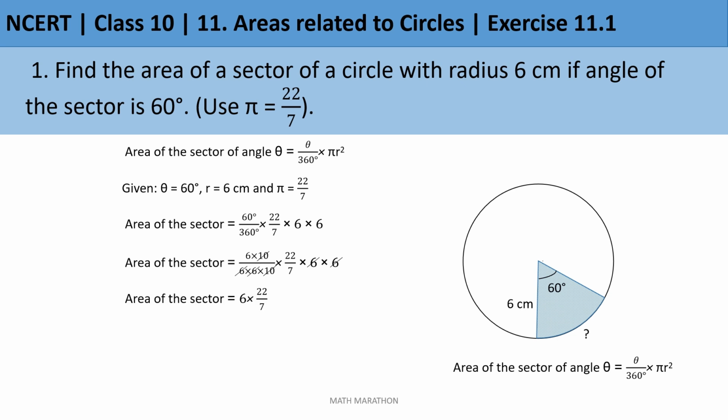Area of sector is 6 multiplied by 22 by 7. Area of sector is 132 by 7 centimeter square.